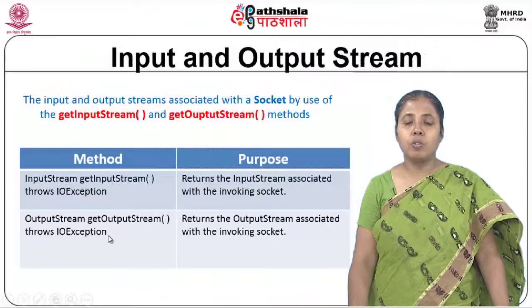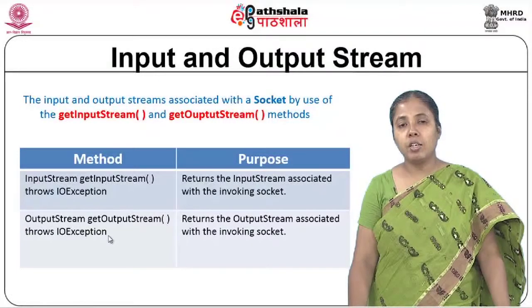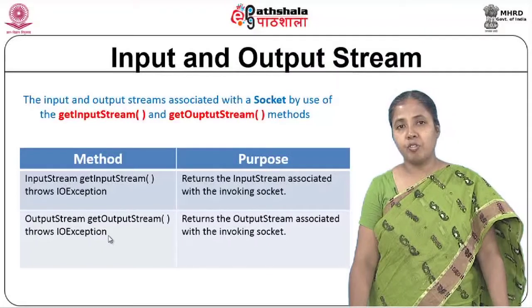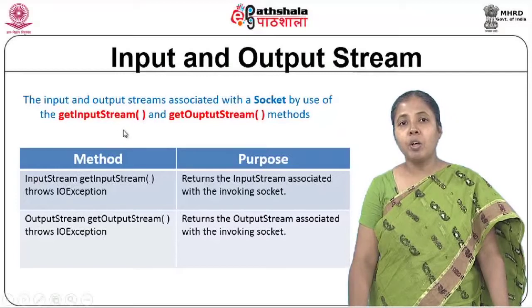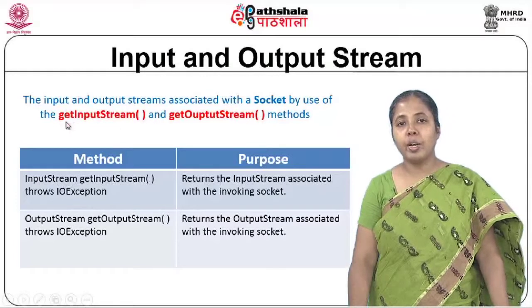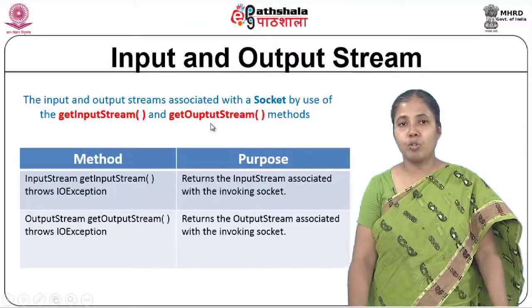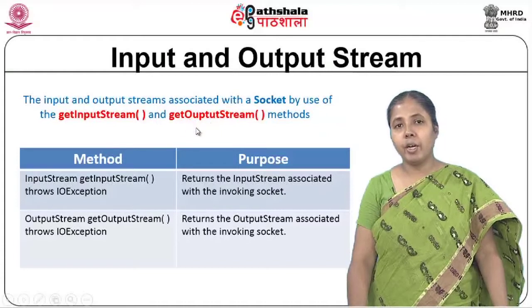And there are two streams we need. Once you create a socket, we need to make use of these input and output streams, which would be bound with the socket to send information between the two ends. So, we have an input stream and an output stream in Java, and with the socket, if you want to create an input stream, we need to make use of a method called getInputStream. And in order to create an output stream that is associated with the socket, we need to make use of a method called getOutputStream.